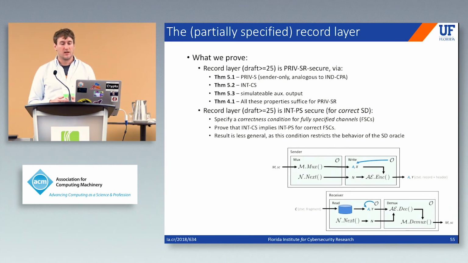But in our setting, the channel may only be partially specified, and as I've said, our goal is to prove security even if the specification details aren't realized properly. So we don't define correctness, and we don't assume it in our proofs. In fact, it's unclear how to define correctness without making restrictions on the SD oracle. Nevertheless, in the full version of our paper, we give a sufficient correctness condition, which restricts the SD oracle, under which ciphertext stream integrity implies plaintext stream integrity. But this is less general than we'd like, since it restricts the SD oracle and therefore the adversary.